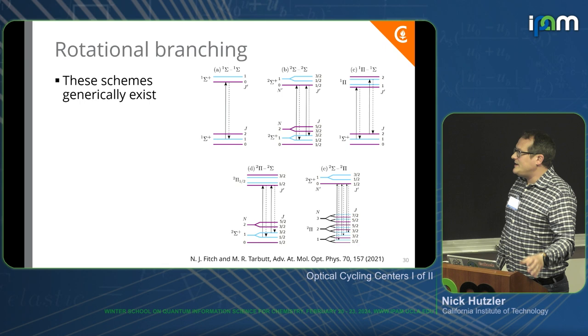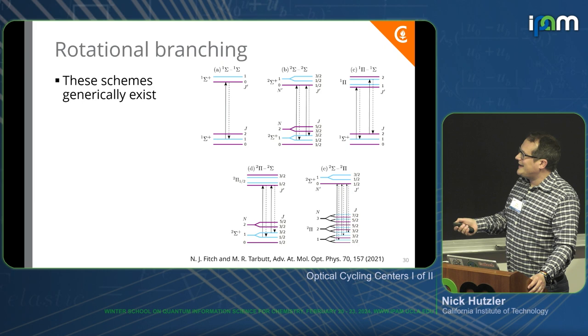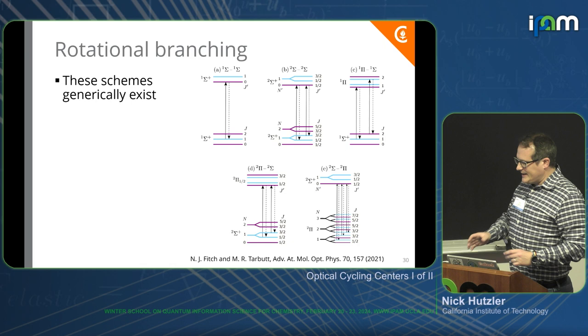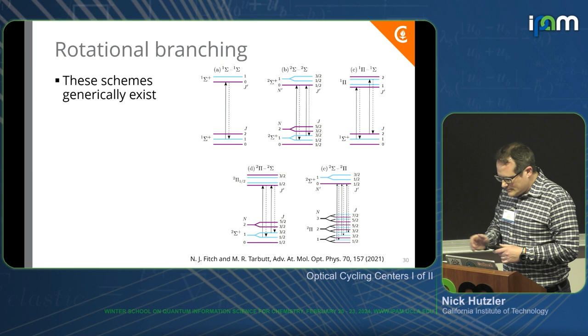And by the way, these schemes generically exist. This is a non-realistic rigid rotor spectrum, but if you look at real molecular structures for different types of transitions, you can always find transitions like this where you need maybe a few, but a finite number of lasers to plug the rotational leakage. And it turns out this is also true.